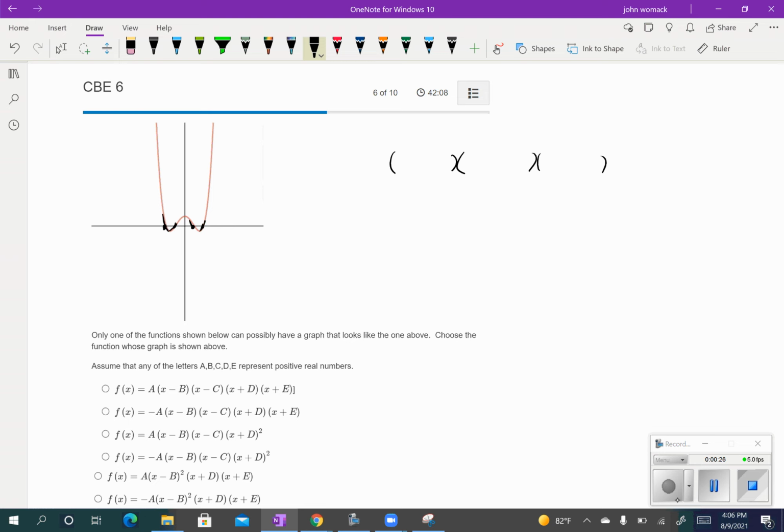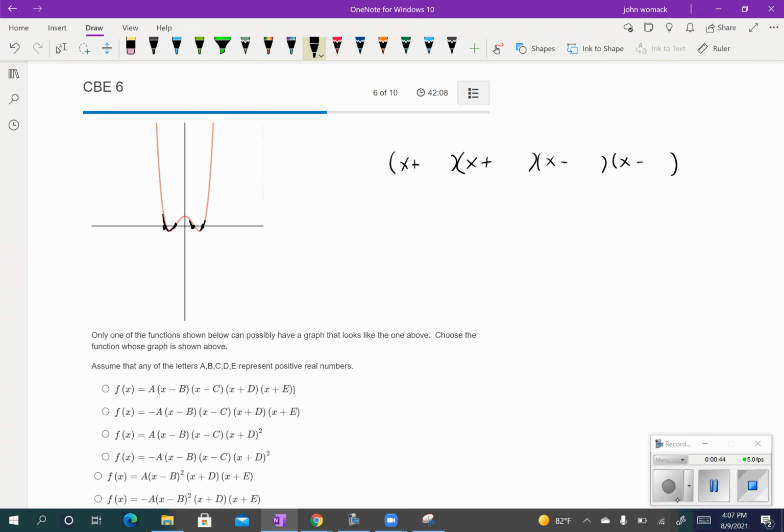If it's a square, it bounces off, but those don't bounce at the zeros. So I know it's going to be x minus something. Remember, actually the one on the left side will be x plus something, x plus something. And then right here and here, they're both going to be x minuses. Remember, it's always the opposite sign.